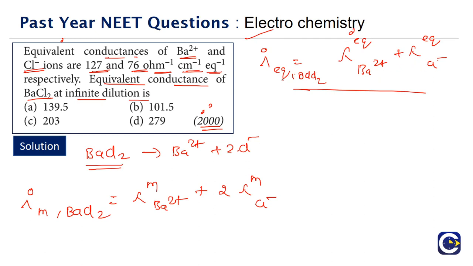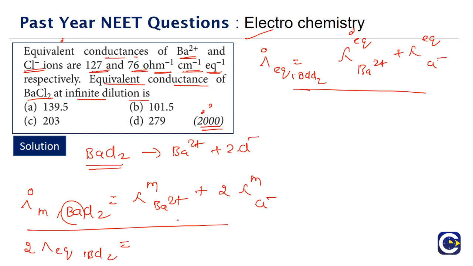Now let's look at how we are going to get the overall correlation between the two. On one side we have the equivalent conductivity, on the other side we have the molar conductivity, so we can see how these two will be correlated. For BaCl2, what is the valency factor? It is 2, because the charge on the cation is 2 and the charge on the anion is also 2. The total positive charge is 2, the total negative charge is 2. So the molar conductivity will be 2 times the equivalent conductivity.